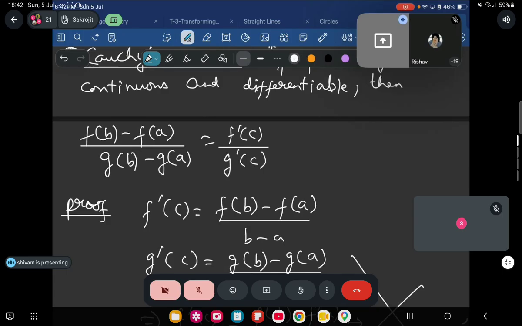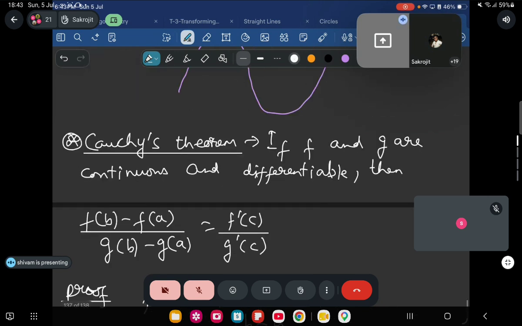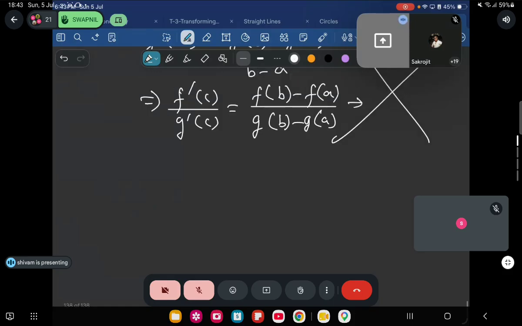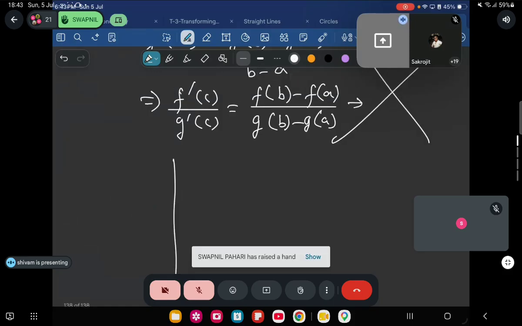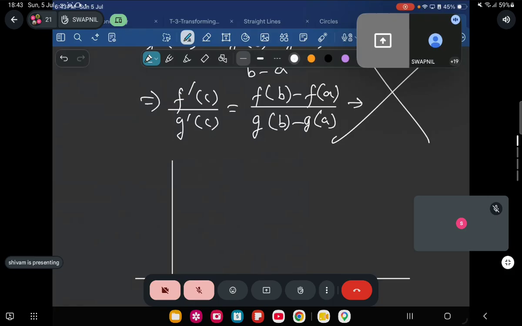Yes, Socrates, tell me, what is the error over here? Are we sure that both f and g are continuous and differentiable over the interval a comma b? Why not? I've mentioned it. Both the functions are continuous and differentiable. What is the mistake over here? Swapnil wants to say. Sir, maybe the points that we have taken as c for f and c for g are not necessarily the same.